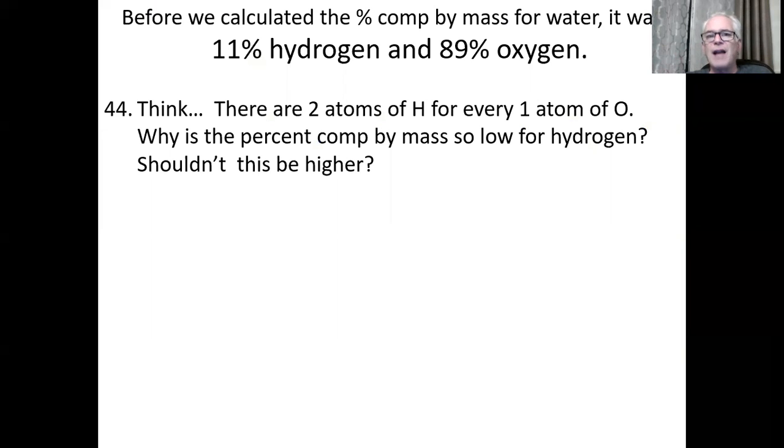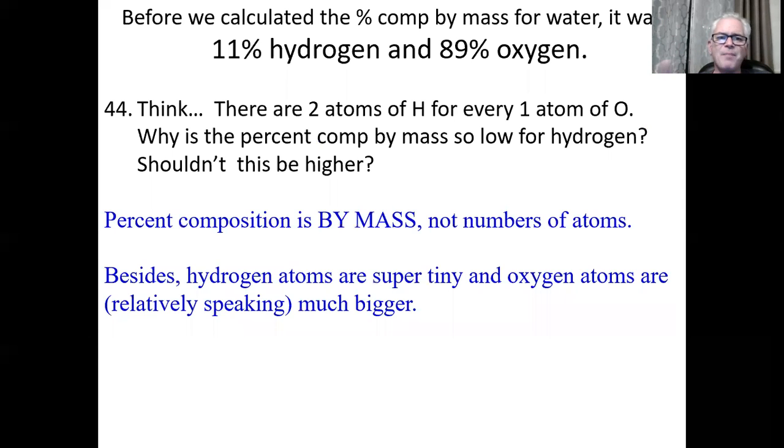All right, a little while ago, we figured this out. Water, 11% hydrogen, 89% oxygen. This is a thinking question. You don't have to write anything. I don't even think you'll write anything at all here. 2 hydrogens for every oxygen. It's 2 to 1. How come it's only 11% hydrogen if it's double the hydrogen compared to oxygen? How come the percent comp by mass is 11 to 89 when it's 2 to 1? It should be different than that, right? No. How come? Because this is percent composition by mass.